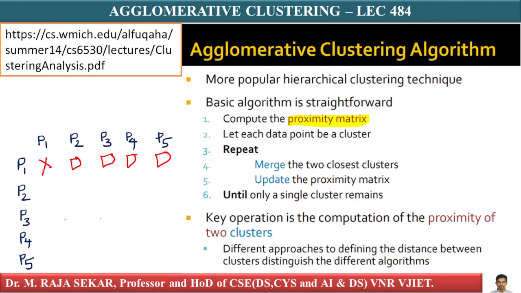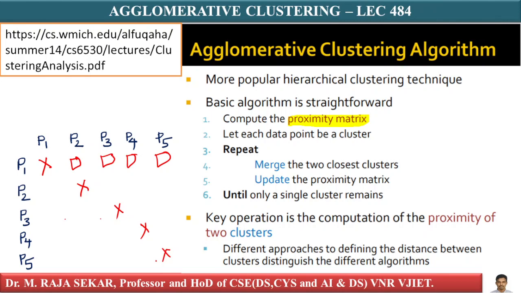You need not compute the distance between p1 and p1. Why? Because it's 0. Between p2 and p2 it is 0, between p3 and p3 it is 0, between p4 and p4, between p5 and p5 it is 0. Proximity matrix, distance matrix, or similarity matrix is one and the same. Proximity is basically how close things are or how similar things are. Without this, you can't do anything.